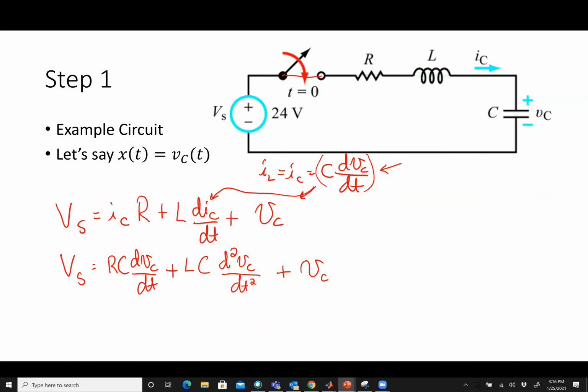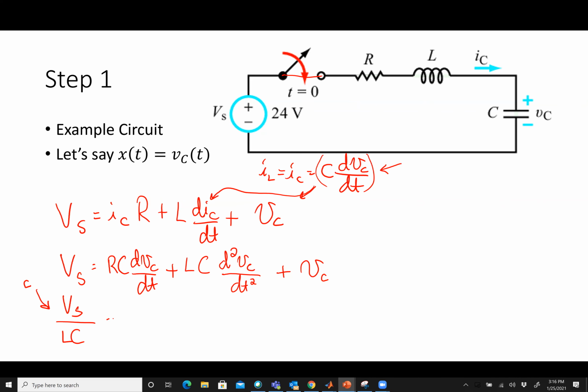Okay. So how do I turn this into an equation that'll have one coefficient on the second derivative? What do I need to do? Divide everything by LC. Divide both sides by LC, right? So I'm going to get Vs over LC. And this is a constant, right? This would be my little c in that equation.